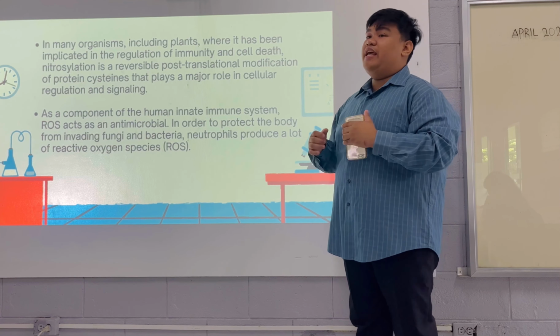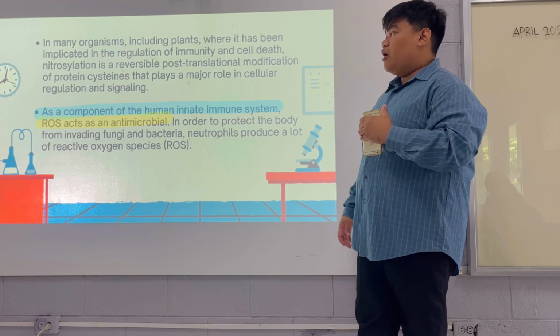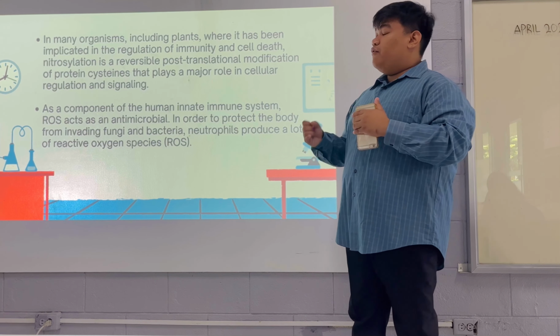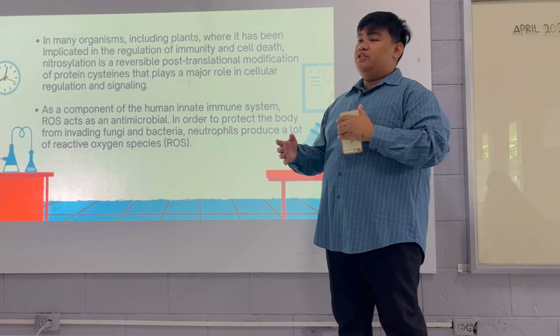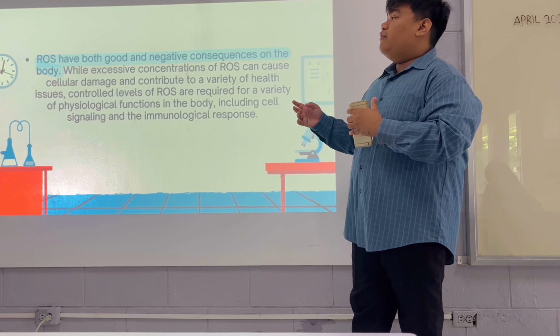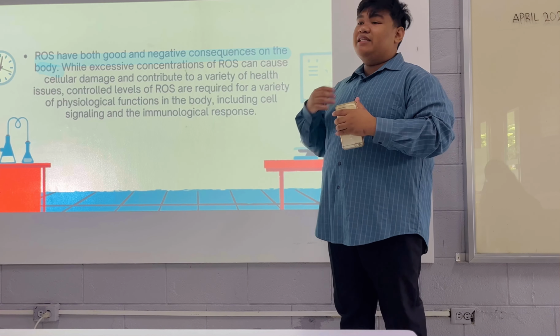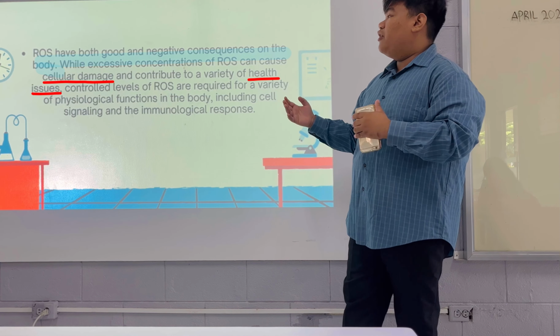cellular regulation and signaling. As a component of the human innate immune system, ROS acts as an antimicrobial to protect the body from invading fungi and bacteria. Neutrophils produce a lot of reactive oxygen species. ROS have both good and negative consequences on the body, while excessive concentrations of ROS can cause cellular damage and contribute to a variety of health issues.